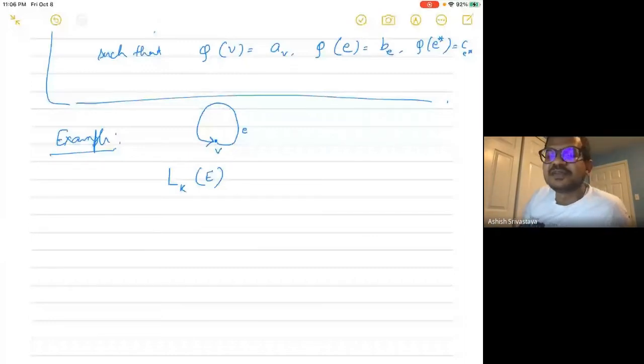Does it look familiar to you? Any algebra that you know of? Anyone? And I see no response.